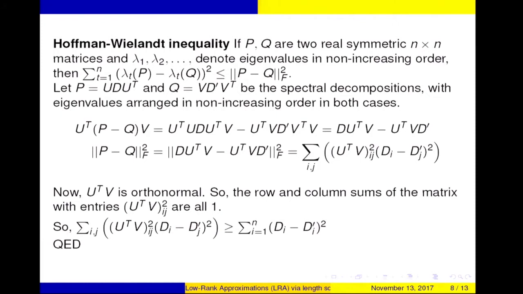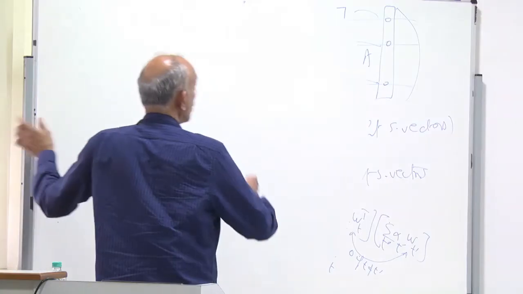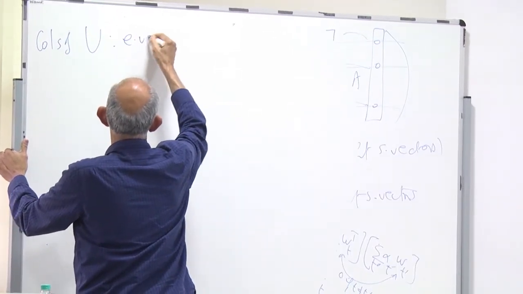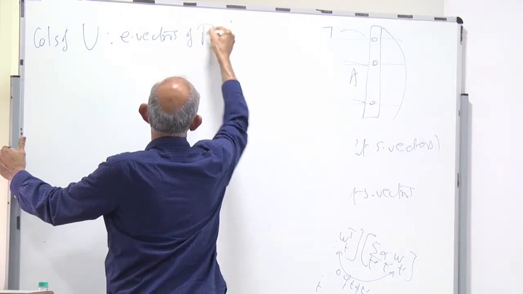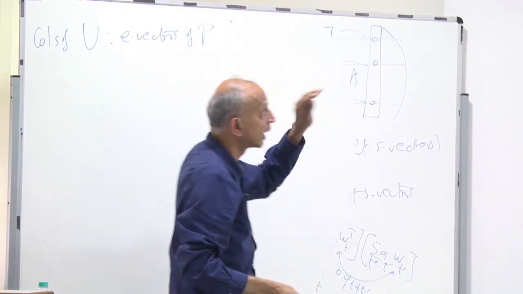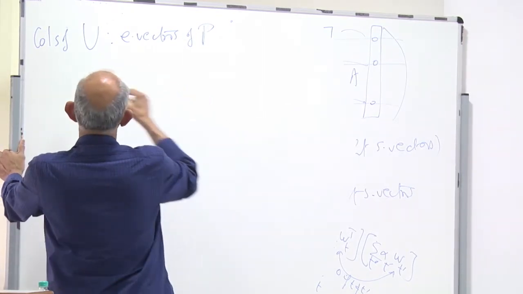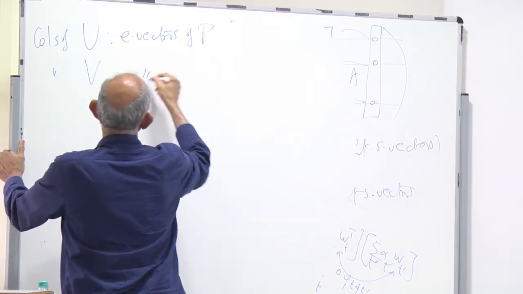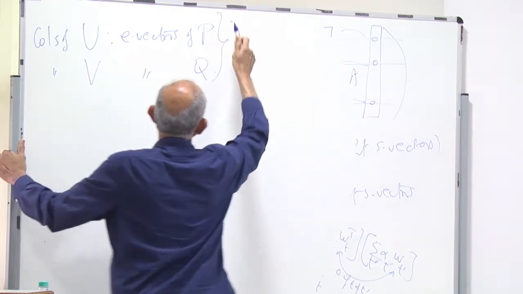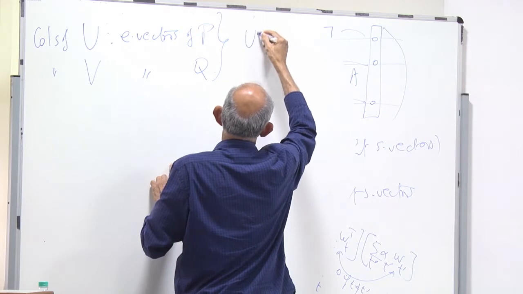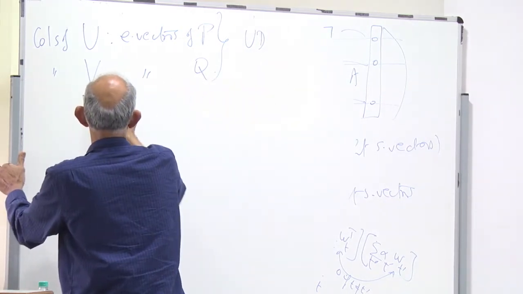And just to recall, the columns of U are eigenvectors of P. P and Q are symmetric, right? So they have spectral decompositions here. And the columns of V are the eigenvectors of Q. We have been using a slightly different notation, but D and D prime are diagonal, they are the eigenvalues.